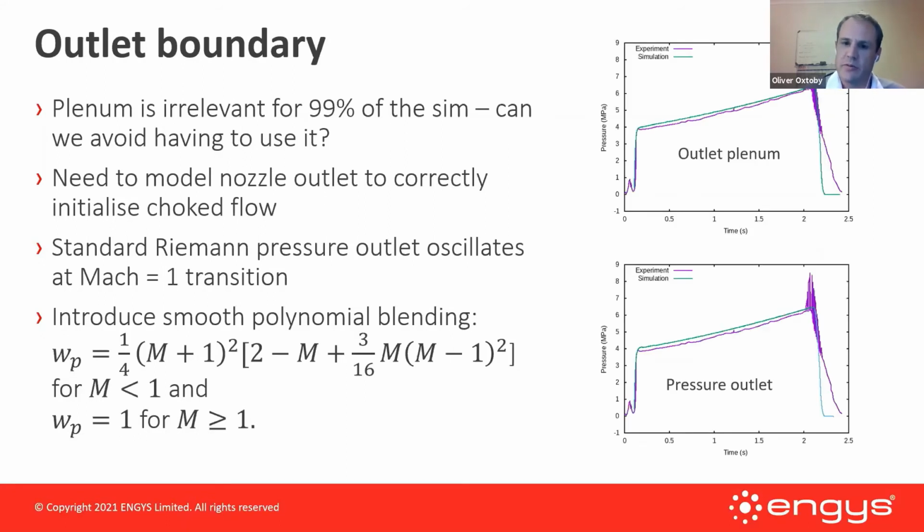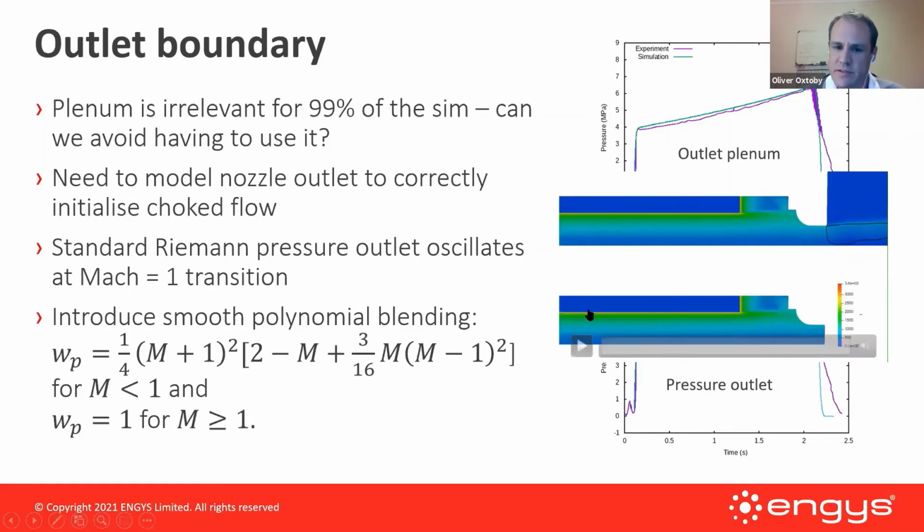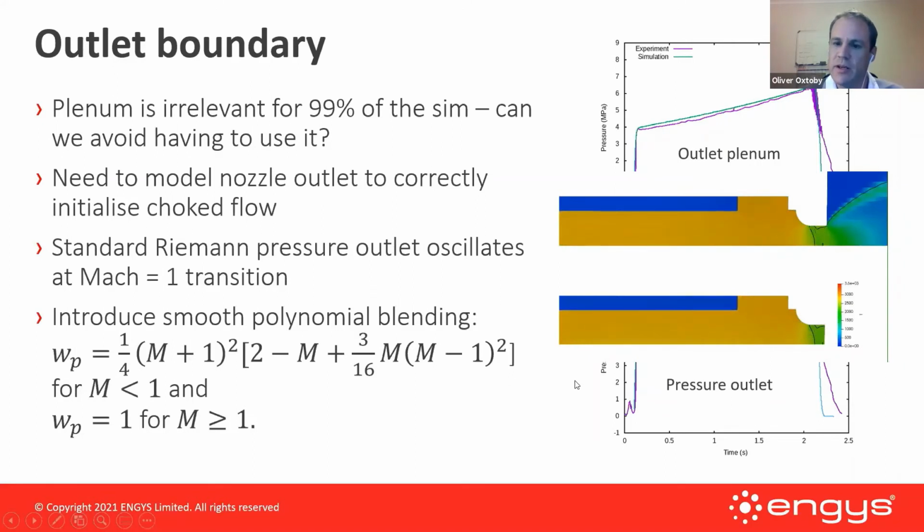And so running the same simulation then with and without the plenum, but using the pressure outlet, we get virtually the same result. And this is just shown here. We get virtually the same Mach number contours at the outlet.